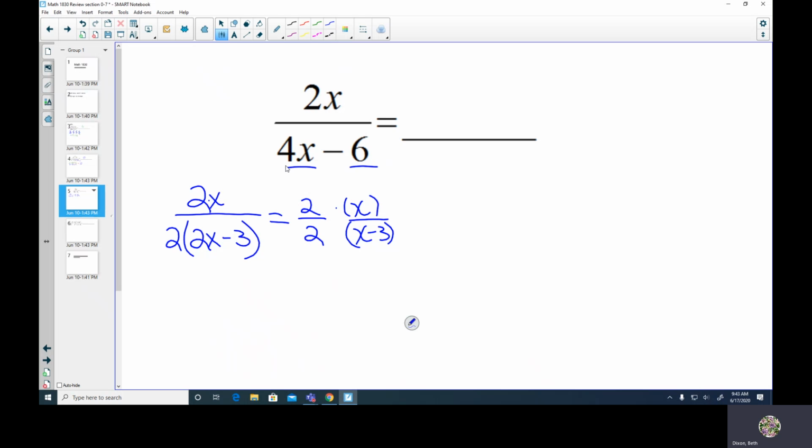We don't need to show this step. This is our thought. In other words, you can just think this step. You do not need to write it, but that's how the 2's divide out. The 2 divided by 2, any number divided by itself is 1. So our answer then is the x over x minus 3.